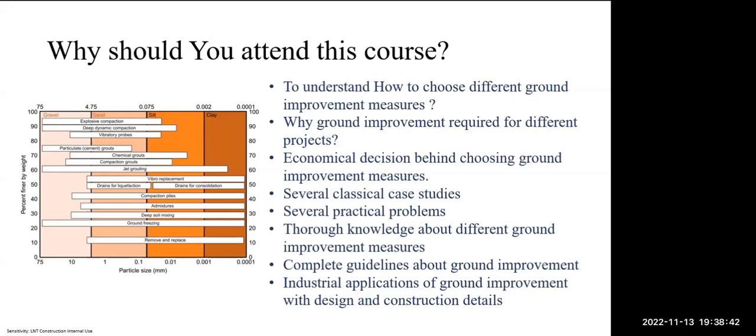You can see that based on soil particle sizes and percentage finer, everybody knows that less than 0.002 micron is considered clay particles, more than 0.075 is considered granular or sands, and more than 4.75 is gravelly particles. And there is another section about rock also. So how to choose the ground improvement methodologies?